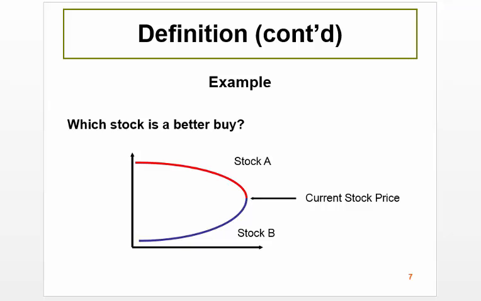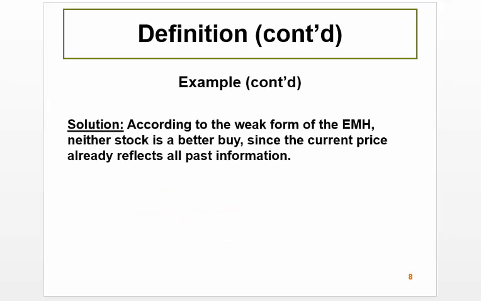In fact, you could have a stock C there that went way up, way down, way up, way down, and just a whole bunch of squiggly marks and everything, and ended up at that exact same point as stock A and stock B, and still you wouldn't know which is a better buy between stock A, stock B, and stock C. So once again, according to the weak form of the efficient market hypothesis, neither one of those stocks is a better buy. And why? Because all past information has already been included or reflected in the current stock price.